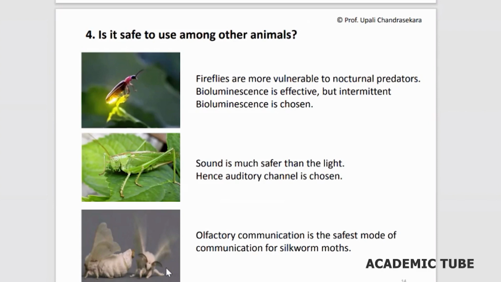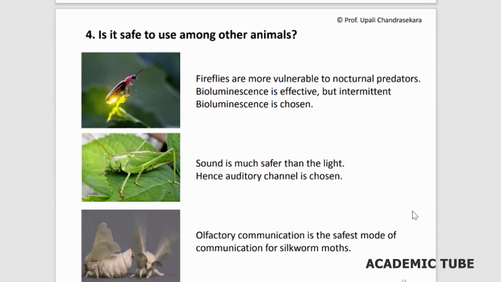Then is the chosen signal copied by other illegitimate users? And the last one, is it safe to use among other animals? So those are the major factors.